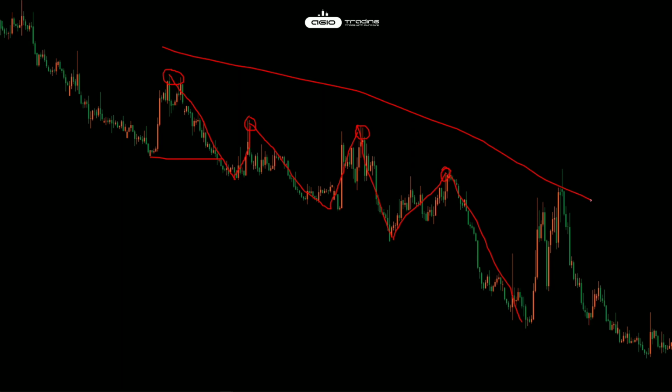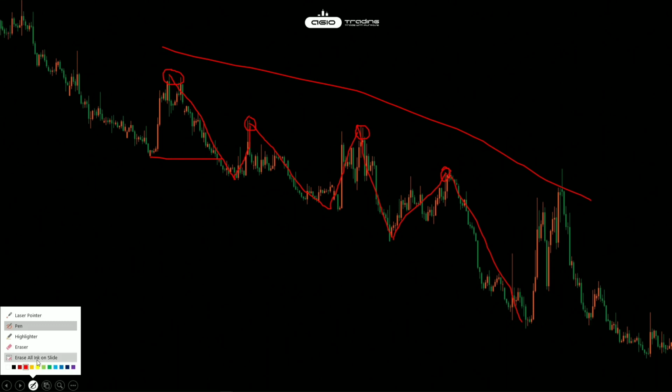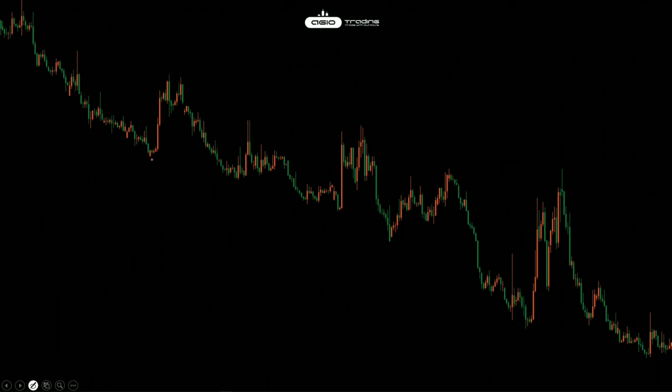I repeat, you buy low on an uptrend and then you sell high on a downtrend. So refrain from having buy positions on a downtrend and refrain from having sell positions on an uptrend. You buy low, you sell high. Sell high, you sell here.